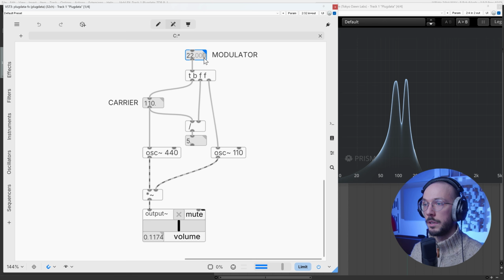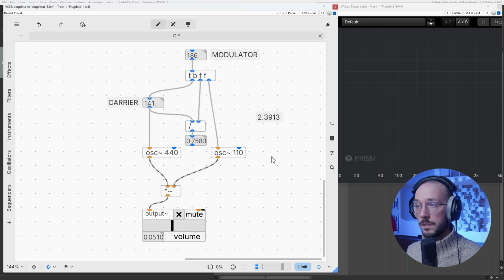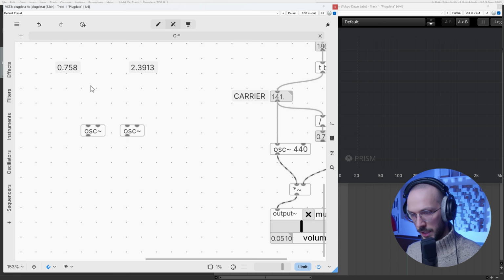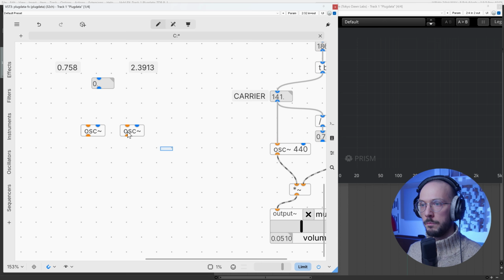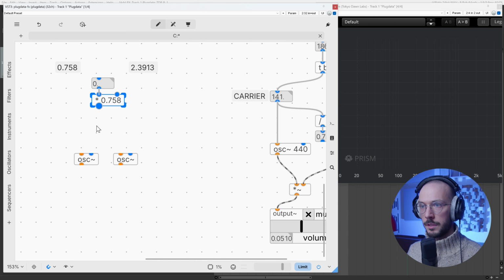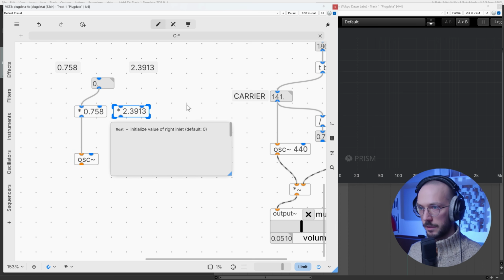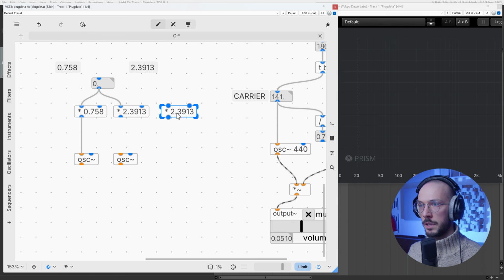Oh, this is a good one. 5. Okay. Oh, this is a good one. So 2.3913. Well, this is also a good one. 0.75. So we can save all these ones. So what we can do is we use a float number. We multiply the result by 0.75. Then we take the same number and we multiply it by 2.3913. And the other one was 5, so we multiply it by 5.